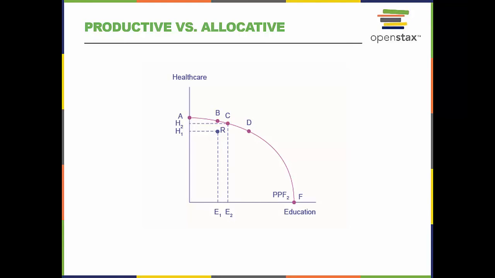Allocative efficiency means that the particular mix of goods being produced, that is the specific choice along the production possibilities frontier, represents the allocation that society most desires.